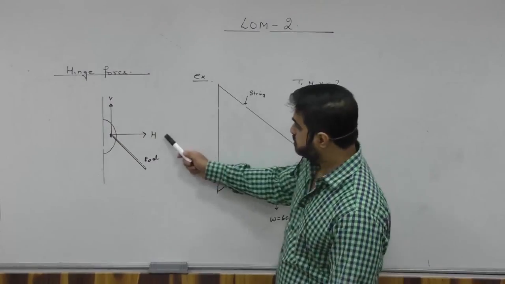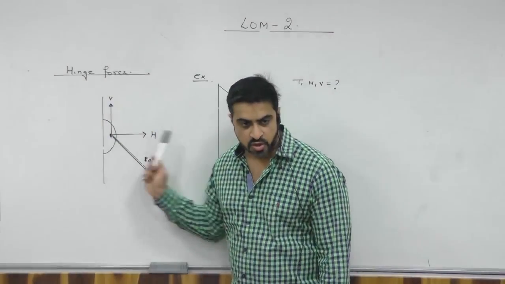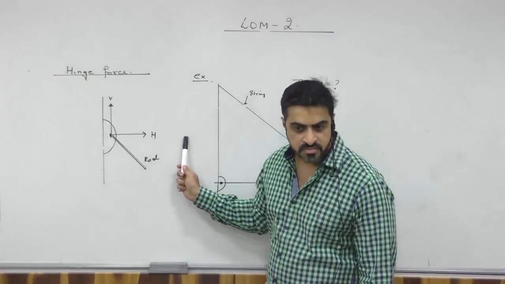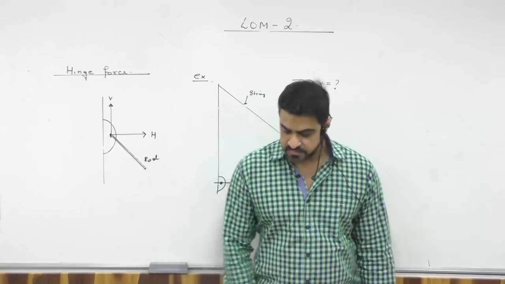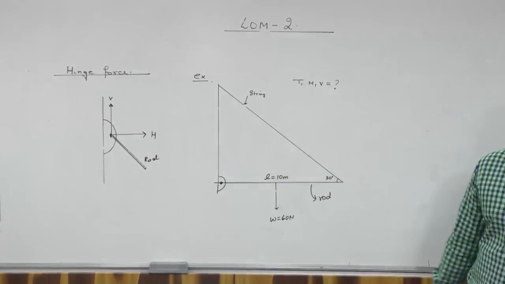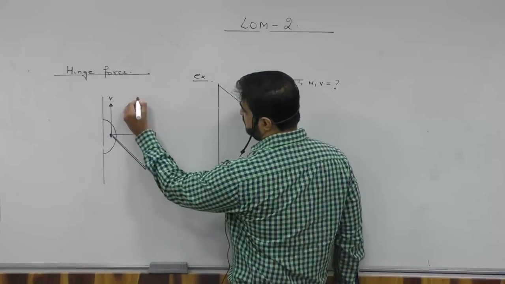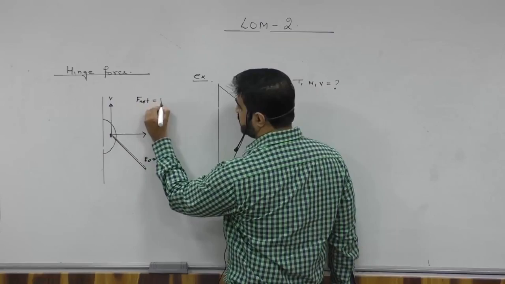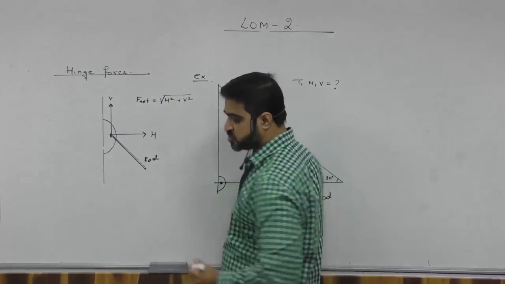H and V. H I've considered as horizontal force about the hinge, and V is vertical force about the hinge. So H and V, and the resultant of both of them, F net, will be under root H square plus V square, which is the hinge force.